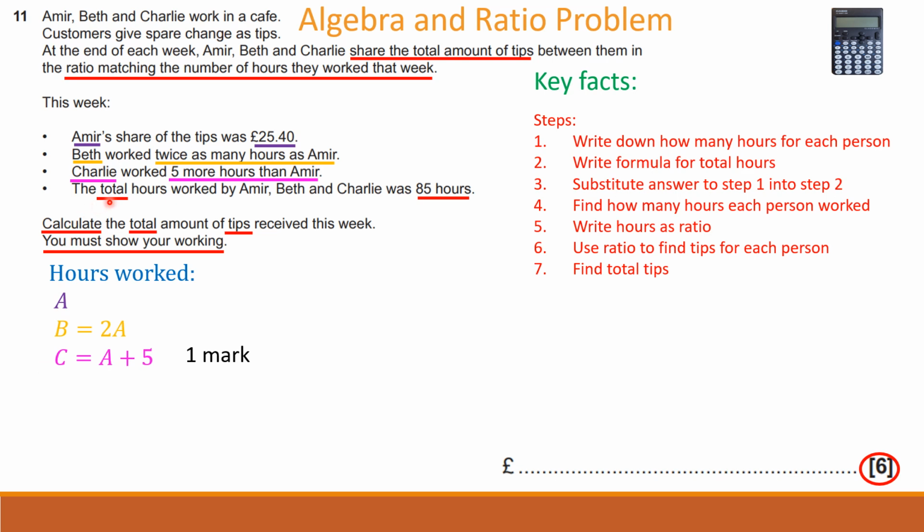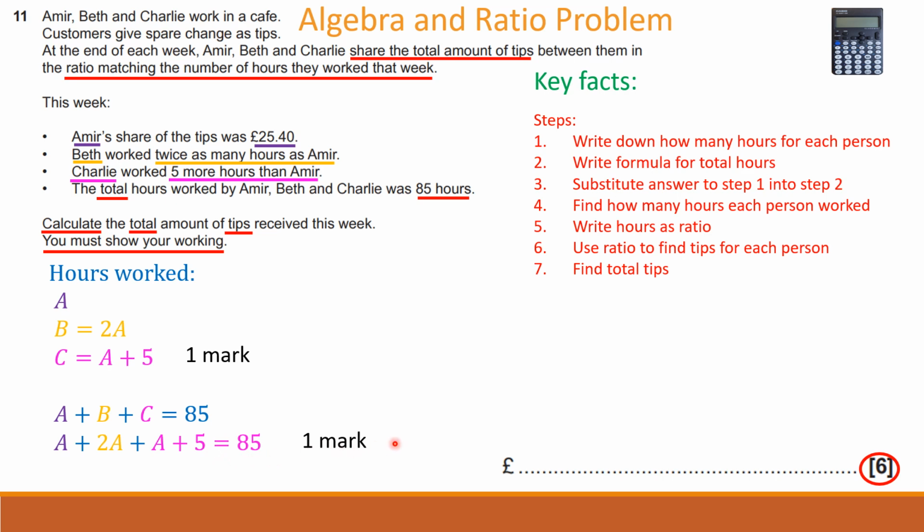From here, we've got to look at step 2, which is writing down the formula for the total hours. So for my total hours, if I add together Amir plus Beth plus C, or A plus B plus C, the total is 85. So for writing these down, we've then got to substitute in the values we've got for A, B and C. So A is just A, but instead of writing B, I can write 2A. And instead of writing C, I can write A plus 5. So I'm going to substitute those values in for my second mark. So A plus 2A for Beth plus A plus 5 for Charlie is going to equal 85 for your second mark.